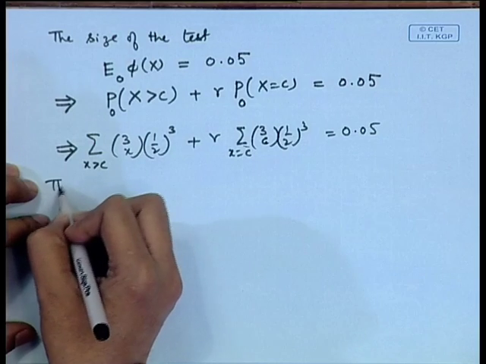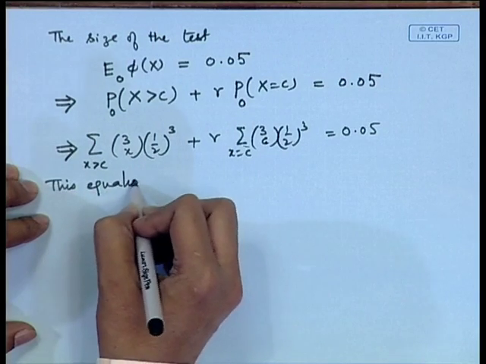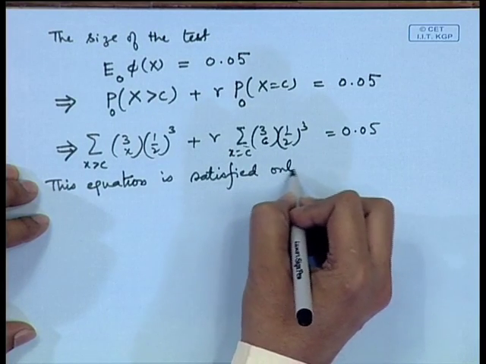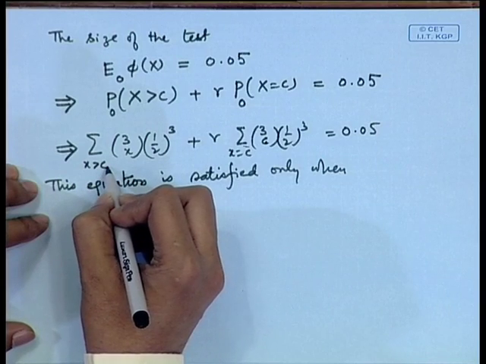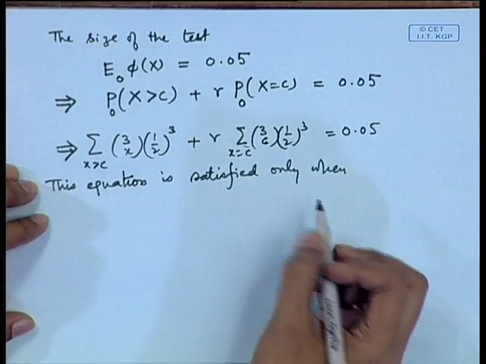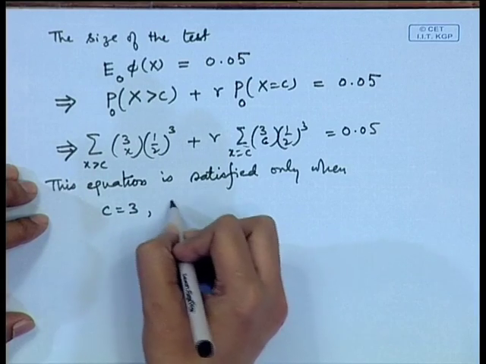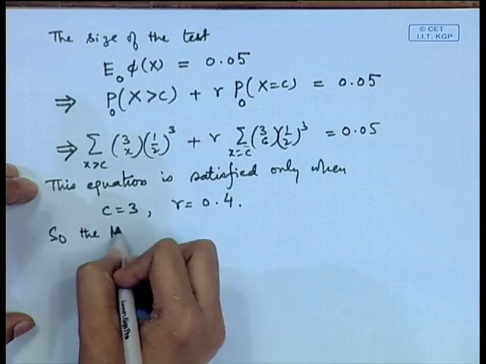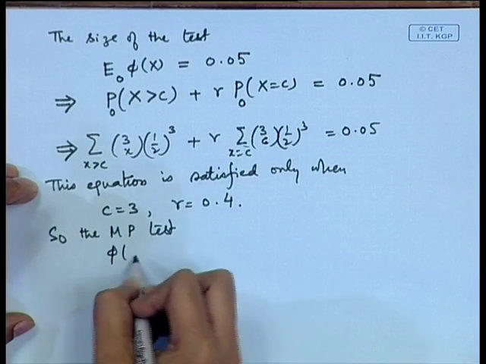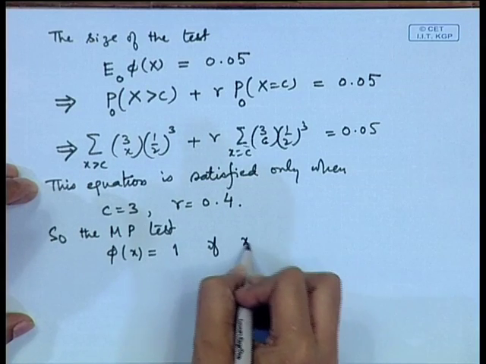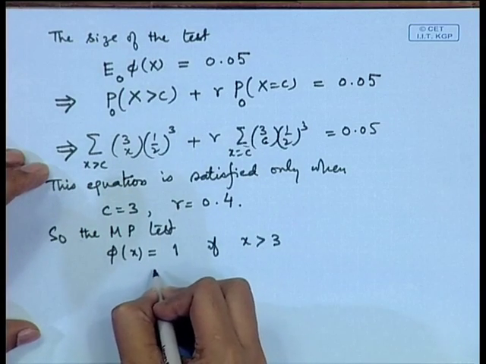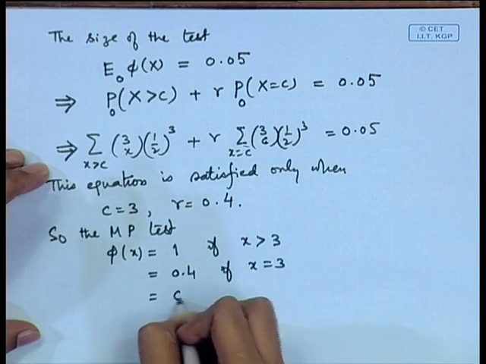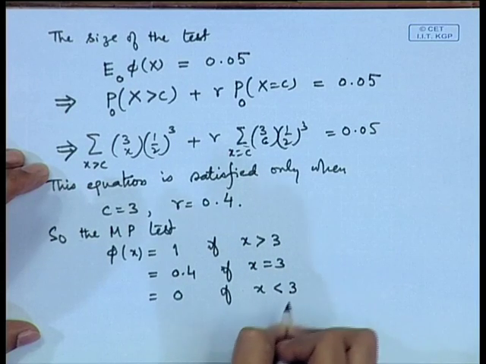This equation of 0.05 is satisfied only when... So, we will substitute the values of c equal to 0, 1, 2 and 3, we get here c is equal to 3 and gamma is equal to 0.4. So, the MP test is phi(x) is equal to 1 if x is greater than 3, it is equal to 0.4 if x is equal to 3, it is equal to 0 if x is less than 3.